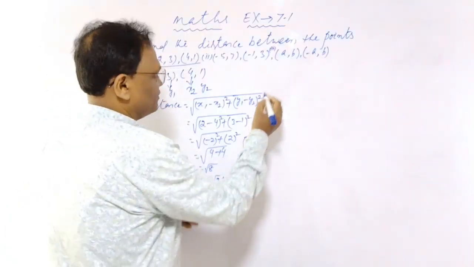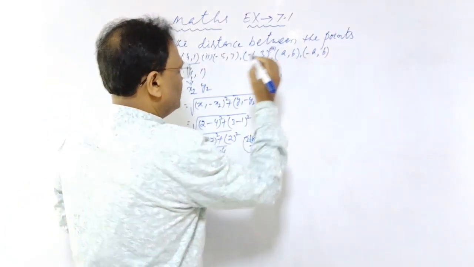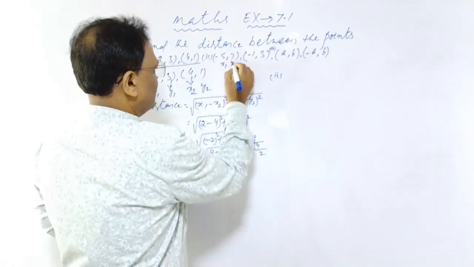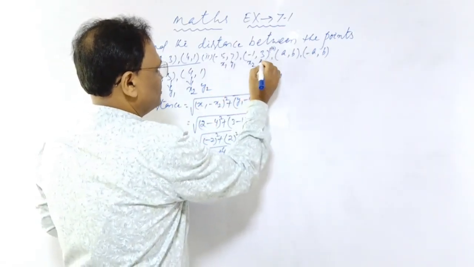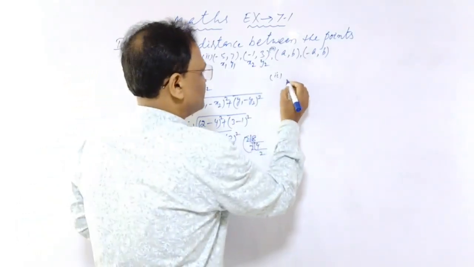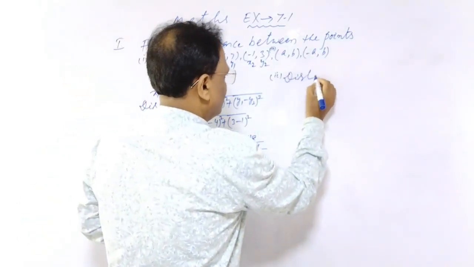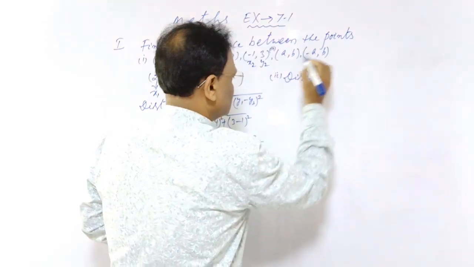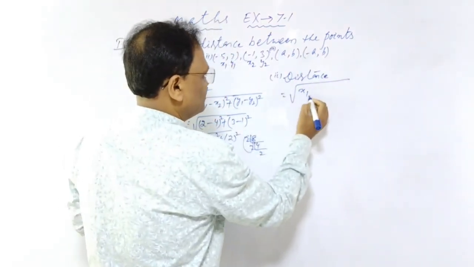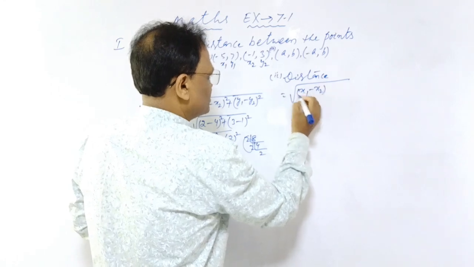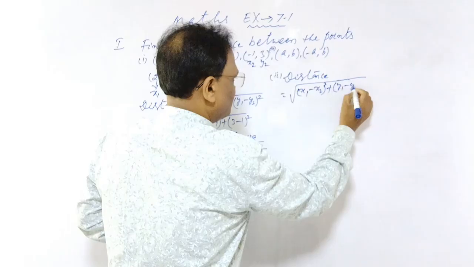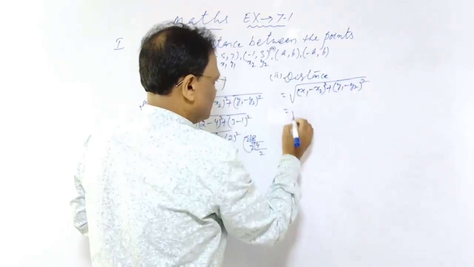Similarly, the second one we can do. This is the second one, with x1, y1 and x2, y2. Apply the same formula. The distance between the 2 points is equal to, write the same formula, x1 minus x2 whole square plus y1 minus y2 whole square.